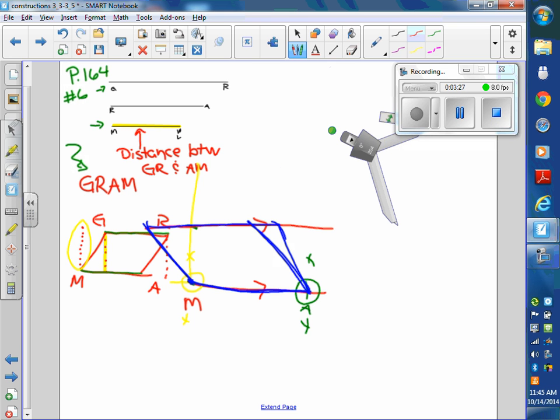Do you guys get that? Like, you can't just pick up your compass and do these hard problems if you want to be efficient. Chances are you're going to mess something up if you're like 90% of the population. So my process is going to be mark off GR, which is the same as MA, and then make a perpendicular. That's the process I'm going to use.